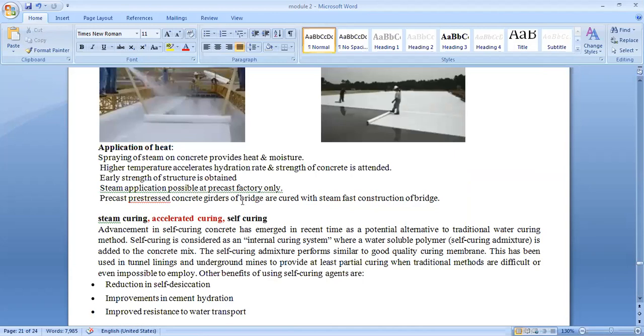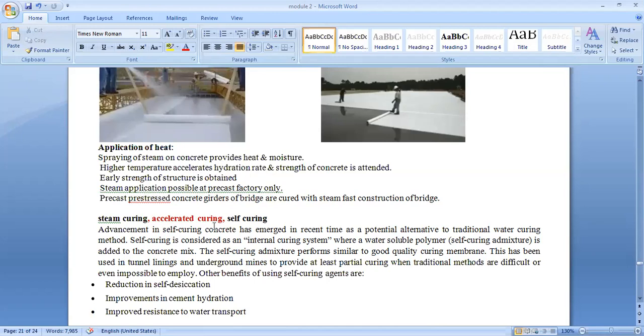Okay, next will be the application of heat. Here, the spraying of steam on concrete provides heat and moisture. Higher temperature accelerates the hydration rate. Strength of the concrete is attained earlier, so early strength of the structure is obtained. The steam application is possible at precast factories only.